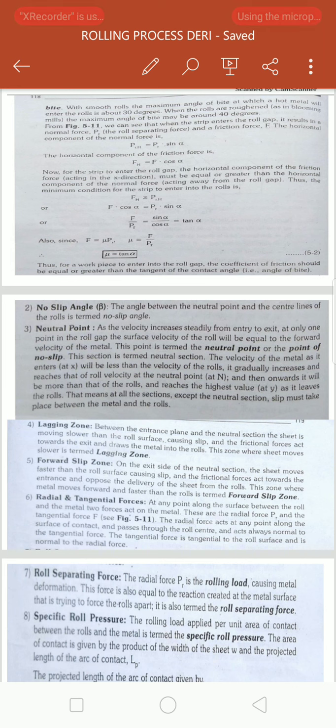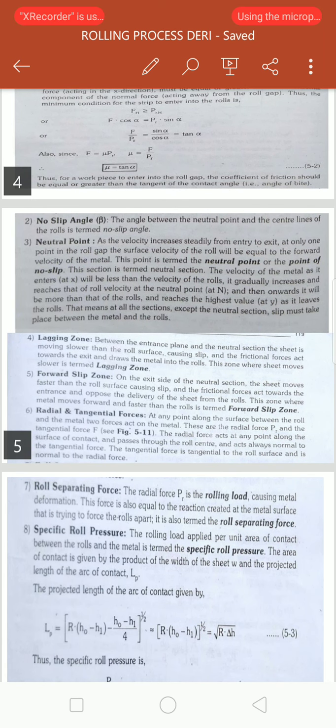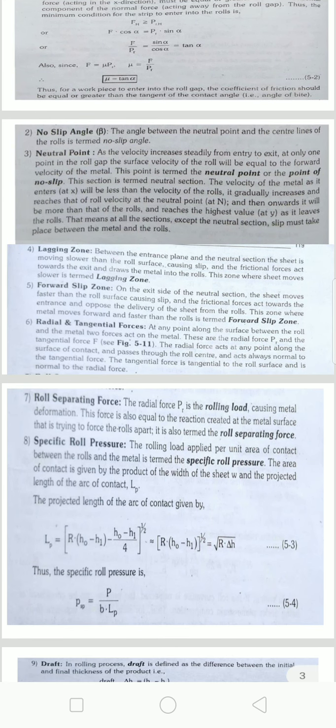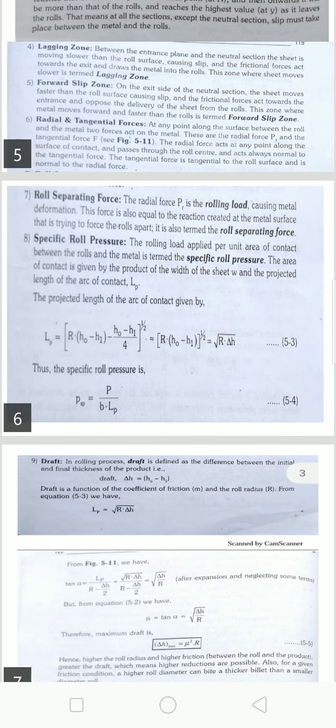Therefore, draft is a function of the coefficient of friction and the roll radius. From the equation, we have the length of arc of contact LP is equal to the square root of R into delta H.